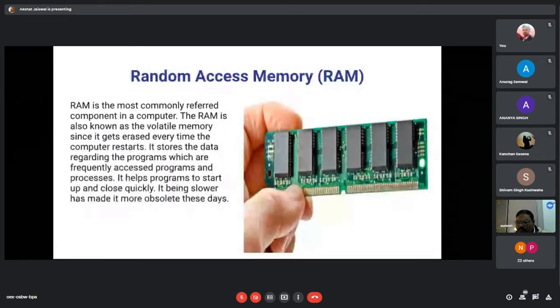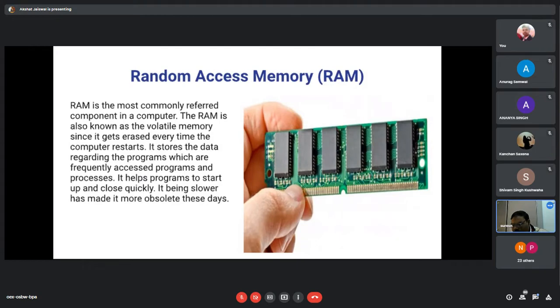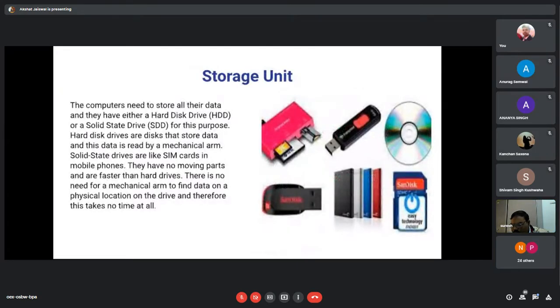RAM. The RAM is the most commonly referred component in a computer. The RAM is also known as a volatile memory, since it gets erased every time the computer restarts. It stores the data regarding the frequently accessed programs and processes. It helps the program to start up and close quickly. If it is slower, it makes the computer more obsolete these days.